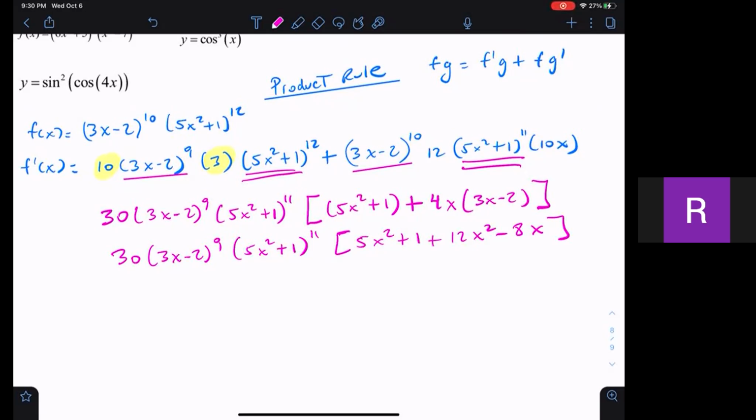Let me see. 5, okay, 4x, that takes care of this. And then we have 3x minus 2. Okay, yeah, that should be it, right?